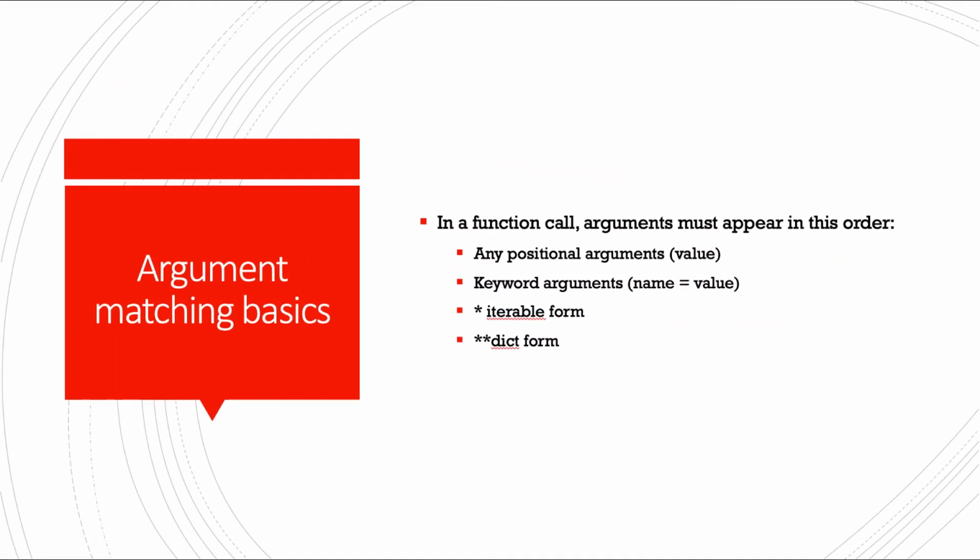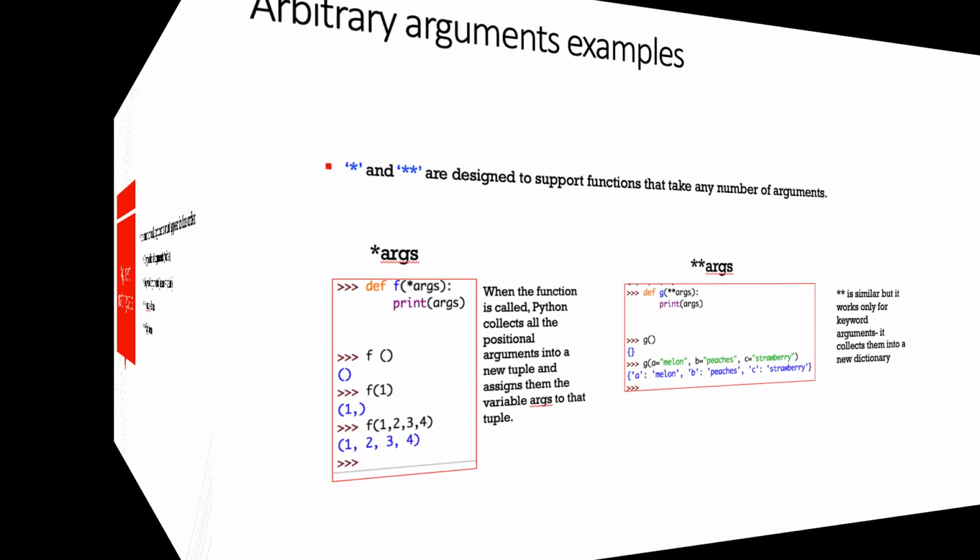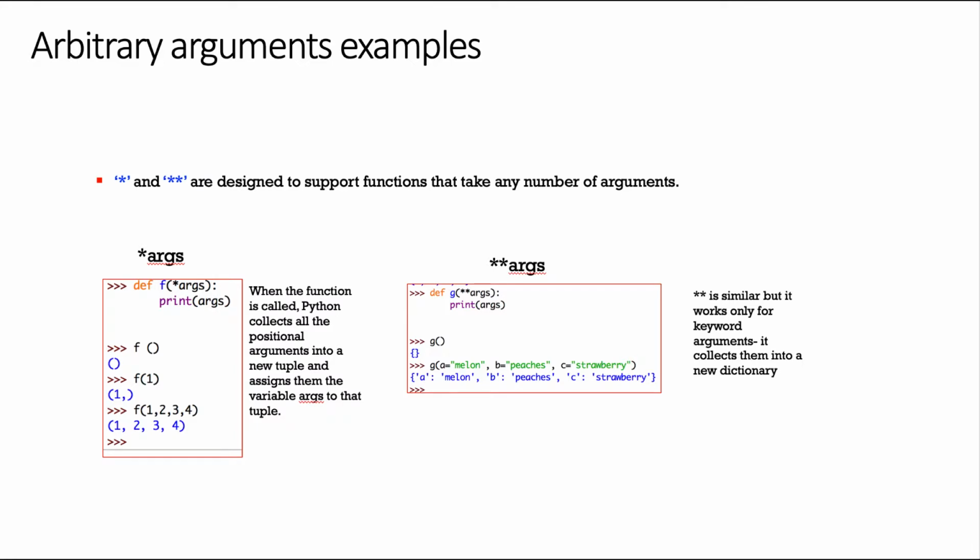So in a function call, arguments must appear in this order: any positional arguments, then keyword arguments, then the iterable form, and then the dict form. So, arbitrary argument examples. The asterisk and the double asterisk are designed to support functions that take any number of arguments. So on the left-hand side, the star args. We've defined a function f that takes star args. When the function's called, Python collects all the positional arguments into a new tuple and assigns the variable args to that tuple. So you see here we call f and pass in no arguments.